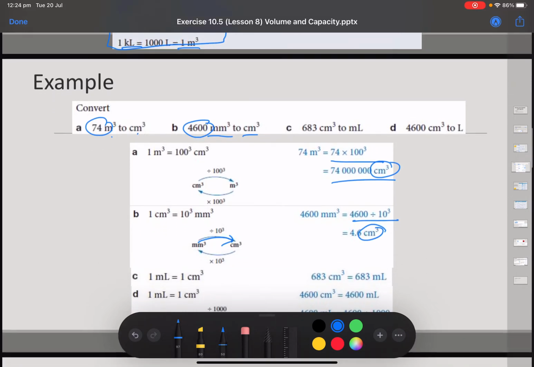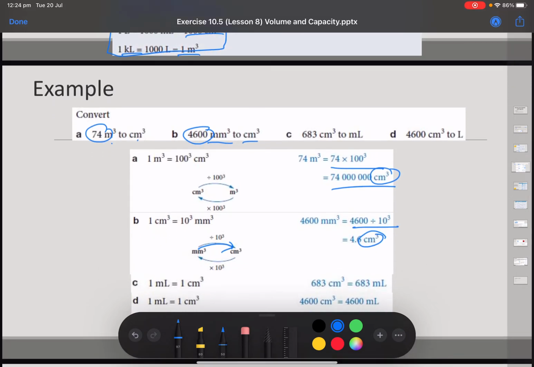The next one is the difference between volume and capacity. Here we're being asked to convert from centimeters cubed to mil. We know that 1 mil is the equivalent of 1 centimeter cubed. Therefore, 683 centimeters cubed is going to be the equivalent of 683 mil.